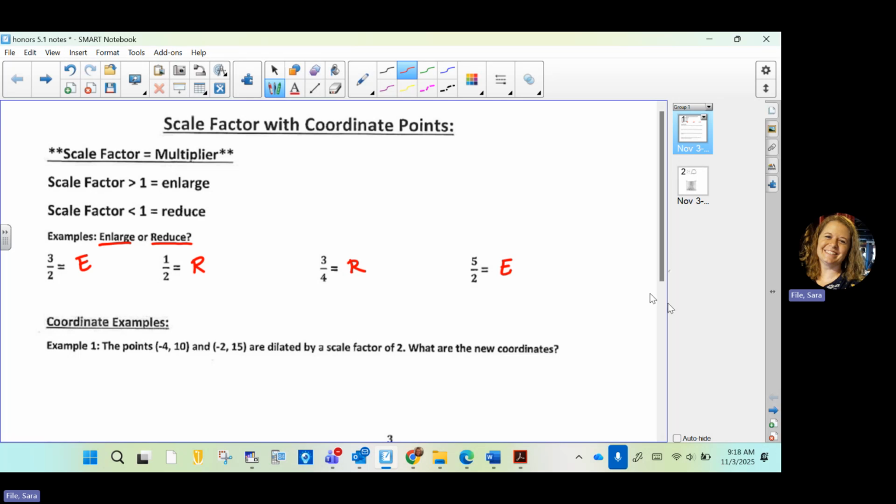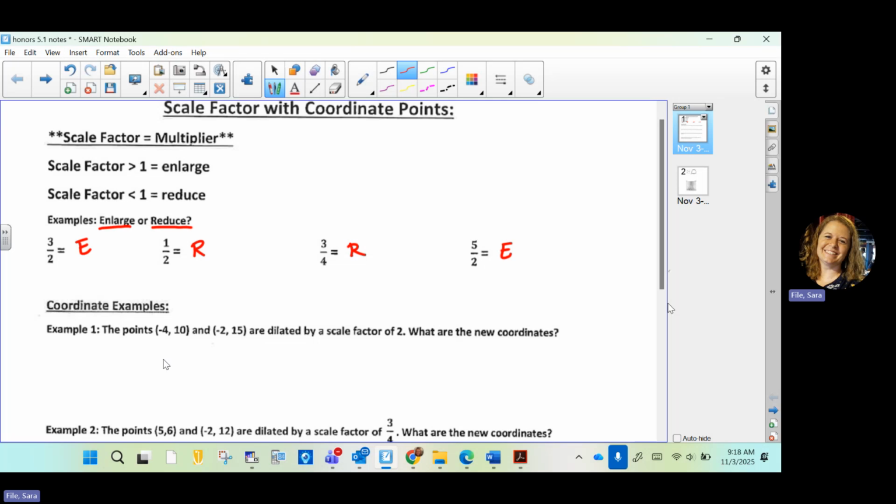Now here are coordinate examples. If we have coordinates, in this case, (-4, 10) and (-2, 15), and they tell us they are dilated by a scale factor of 2. So first of all, dilation is a type of transformation. It's a change happening to our image. You've heard that word dilate before? That is the type of transformation that enlarges or reduces the size of a shape, but it keeps it proportional. So when you see dilated, just know we're scaling it up or down.